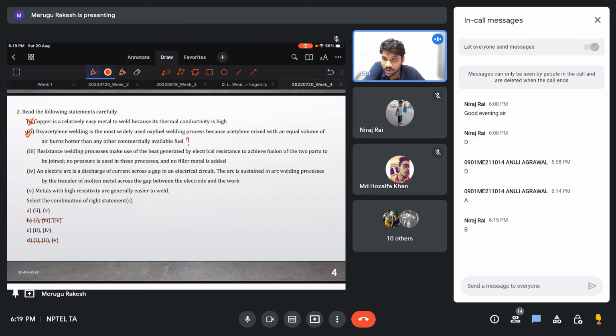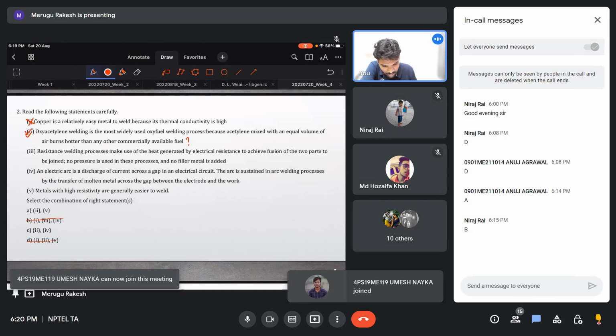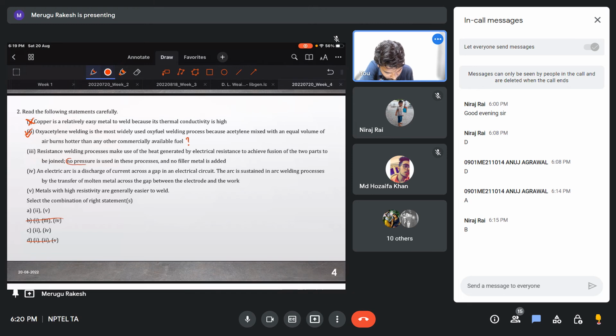So the next question: resistance welding process makes use of heat generated by electrical resistance to achieve fusion of the two parts to be joined. No pressure is used in this process and no filler material is added. If you see this statement, no pressure is used, you can clearly make out whether it is correct or not. It is true that we are not using any filler material, but in resistance welding, electrical resistance is used for bonding. Whether it is fusion or solid state, that's okay. But the correct option is we use some pressure to hold.